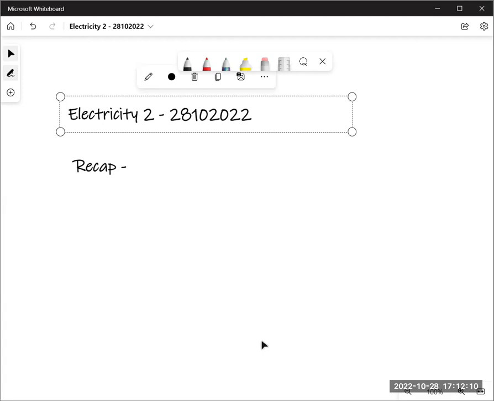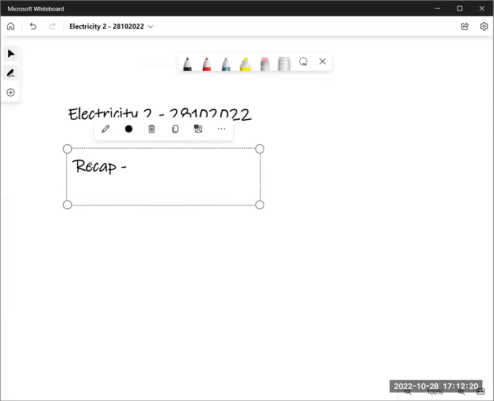Luna, can you hear me? Yes, sir, I can hear you. All right, recap, what did we do in the last class? In the last class, we learned about the objective, electricity, charge, voltage, and also about insulators and conductors. And for today's class, we'll be learning about current and resistance.